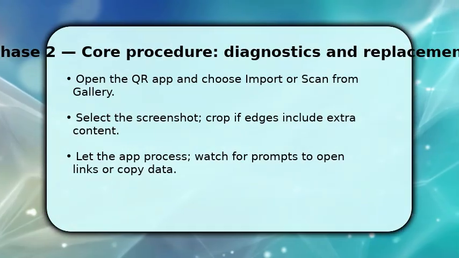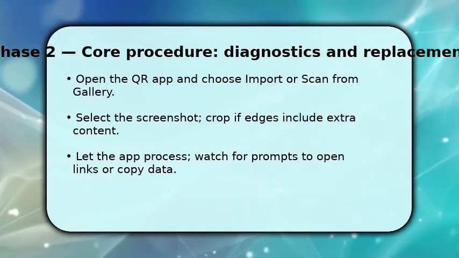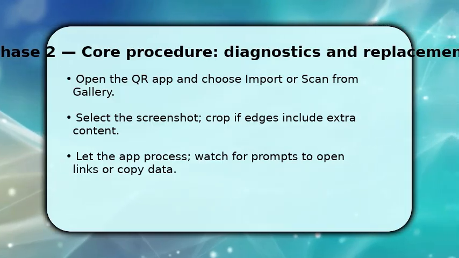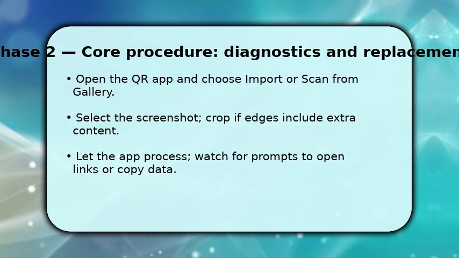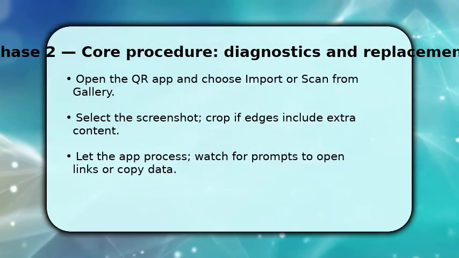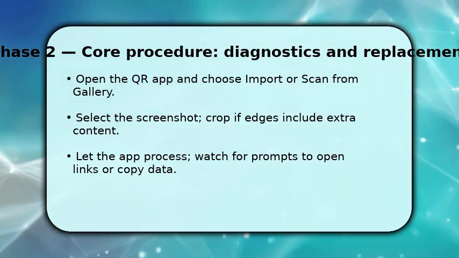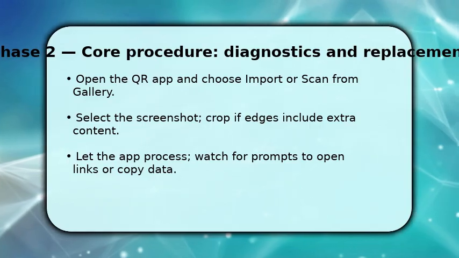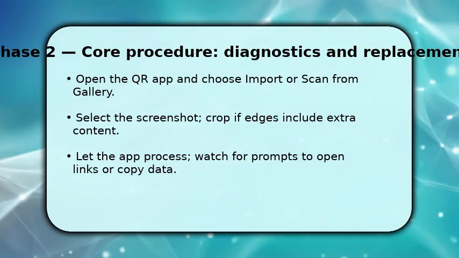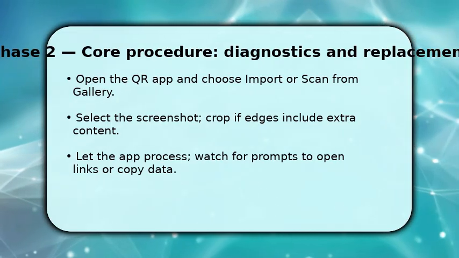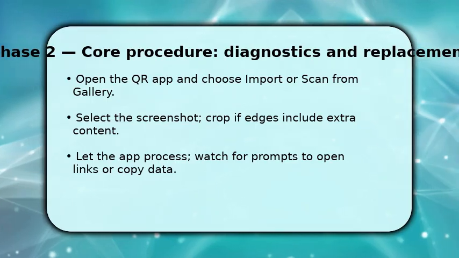You now import that screenshot into the scanner app. Pick Import or Scan from Gallery, then tap the screenshot file. Once selected, crop tightly around the code if the app asks, because excess border can confuse decoding. After you confirm, the app will analyze the pixels and decode the payload. If it finds a URL, you'll see an Open or Copy option. If it's plain text or contact data, you'll get Save or Add choices. Follow the on-screen prompt to proceed.